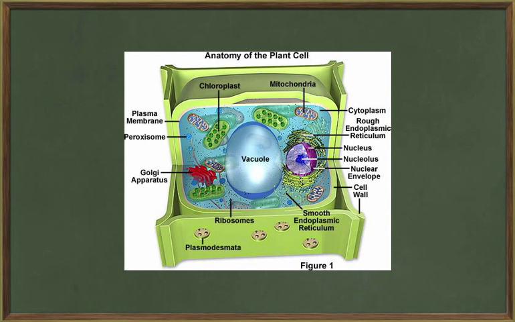In this lecture, I'm going to talk about the differences that plant cells have versus animal cells. One major difference between an animal cell and a plant cell is a lysosome. Lysosomes are rarely found in plant cells. Enzymes that are usually found within a lysosome are found in the vacuole.